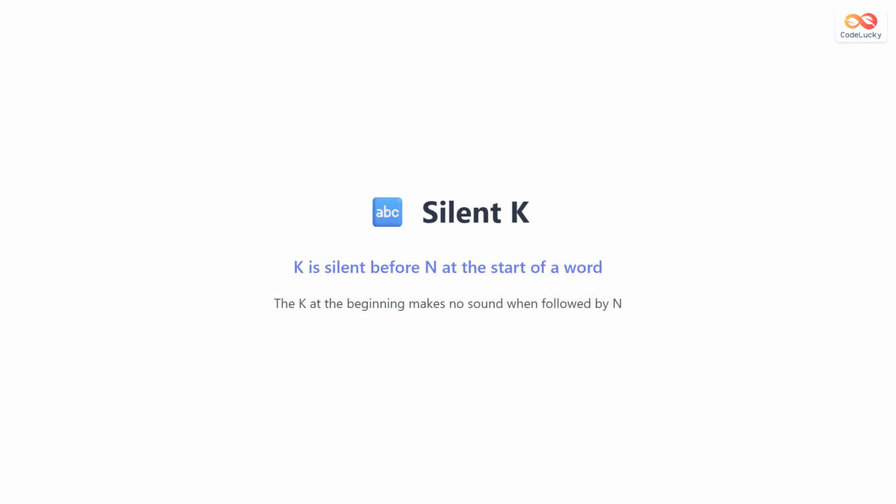Let's start with the silent K. When the letter K appears before the letter N at the start of a word, the K is completely silent. You only pronounce the N sound. This pattern occurs in many everyday English words, and recognizing it will make these words easier to say correctly.